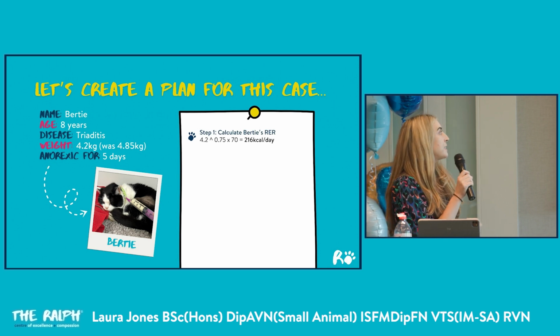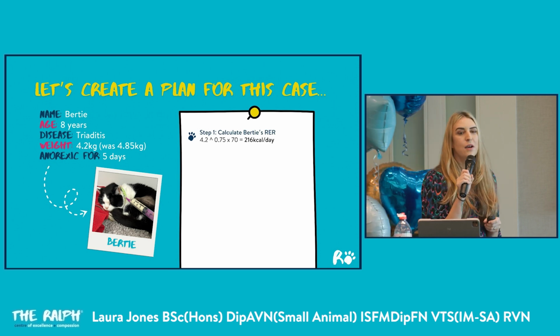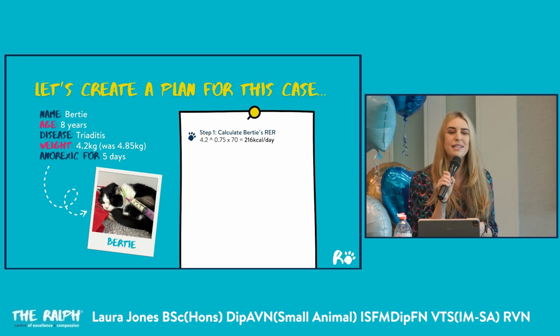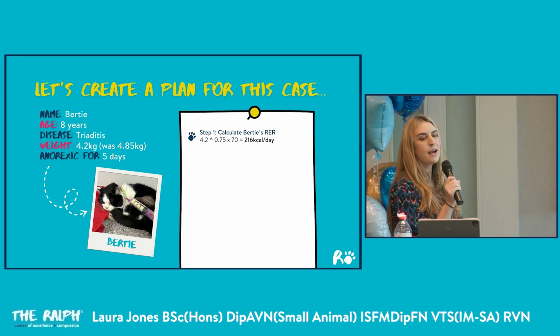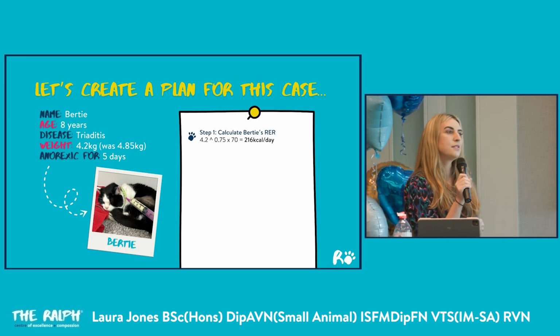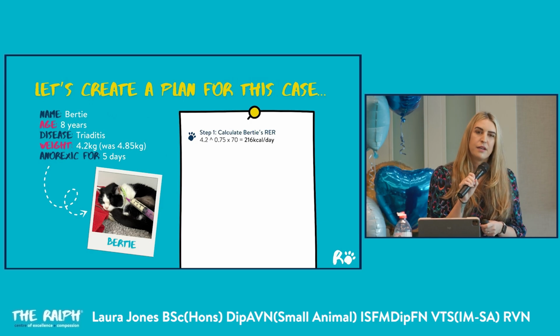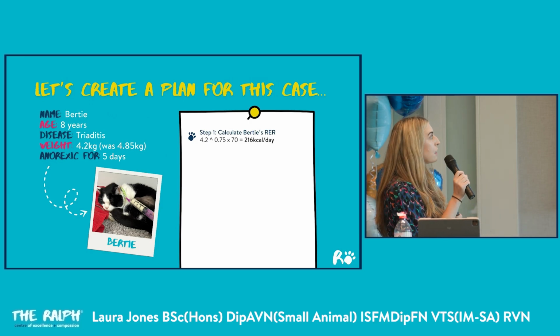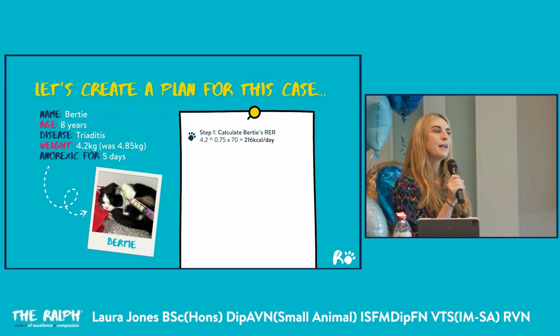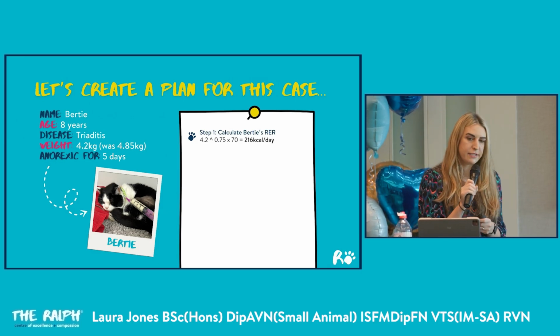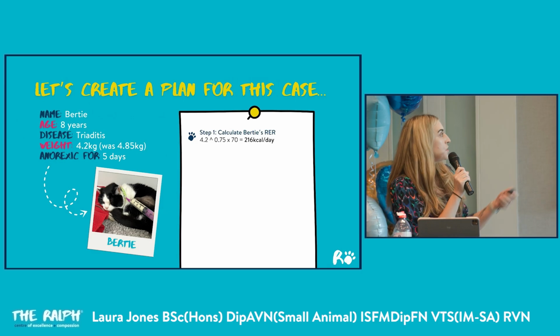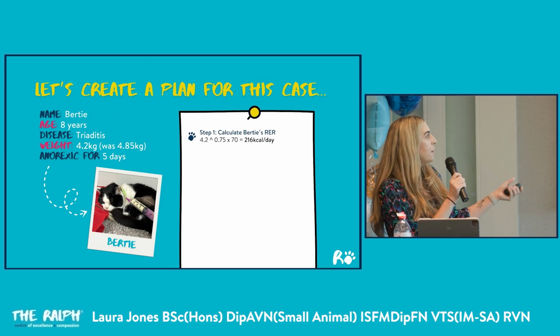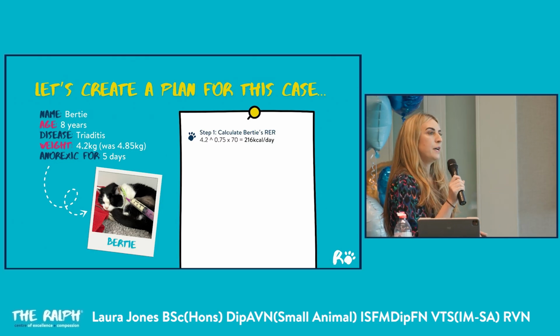So let's put this into practice. This is Bertie. Bertie came in a little while ago to our medicine service. He's an 8-year-old male neutered domestic short hair, and he had a working diagnosis of triaditis. So Bertie currently weighs 4.2 kilos. He's usually around 4.85, and he's been anorexic for the last 5 days. So we've popped a feeding tube in, as you can see. He's getting a tube feed here, but we're going to make a plan for him.